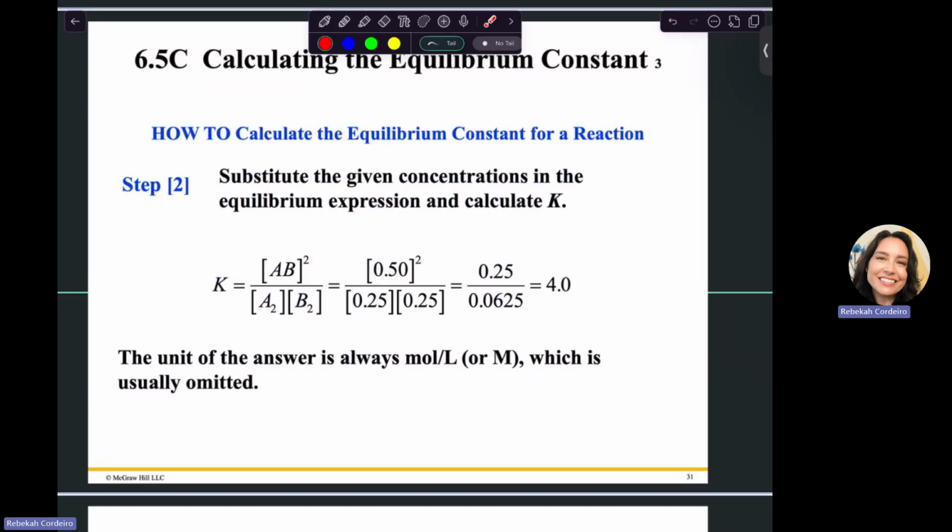It doesn't have to be that complicated. The unit for K is not molarity. Actually, this is a false statement. The unit is always omitted. Let's just cross out all of that. No unit for K, because usually they're molarities and they cancel each other out. But you don't need to worry about the units for K. You'll see us just do Ks with no units.